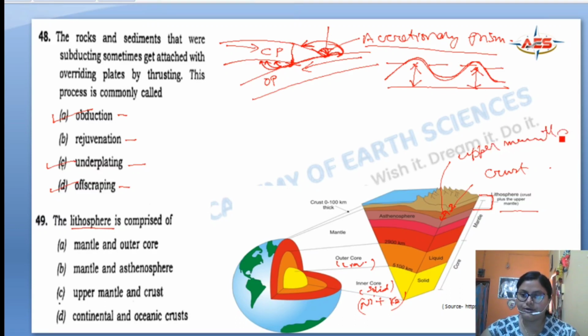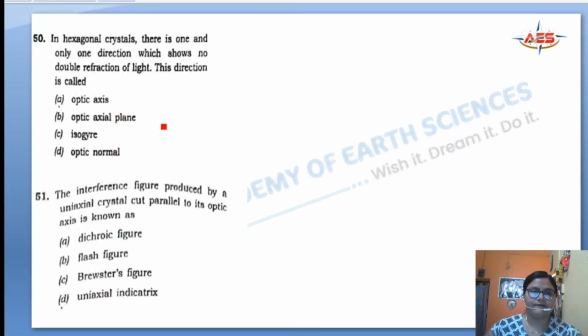Okay, so in the case of lithosphere, the crust and the upper mantle make up the lithosphere. So the option upper mantle and crust makes up the lithosphere. Option C is correct for question number 49. Okay, what we have is question number 50.